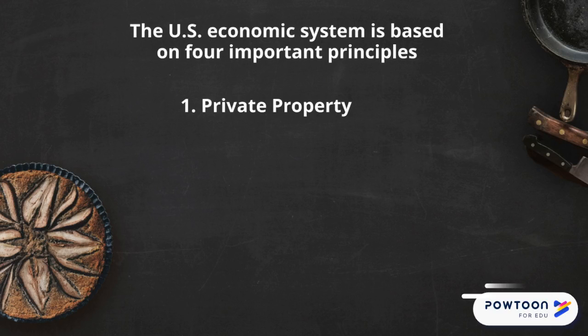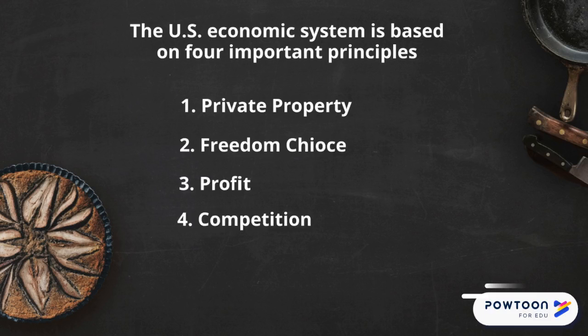The right of private property means you can own, use, or dispose of things of value. In the United States, you can own anything you want and decide what you want to do with it, as long as it does not violate the law. Freedom of choice means that you can make economic decisions independently and must accept the consequences of those decisions. Businesses invest resources and take risk for one primary purpose: to earn a profit. Profit is the money left from sales after all of the costs of operating a business have been paid. Rivalry among businesses to sell their goods and services is known as competition.